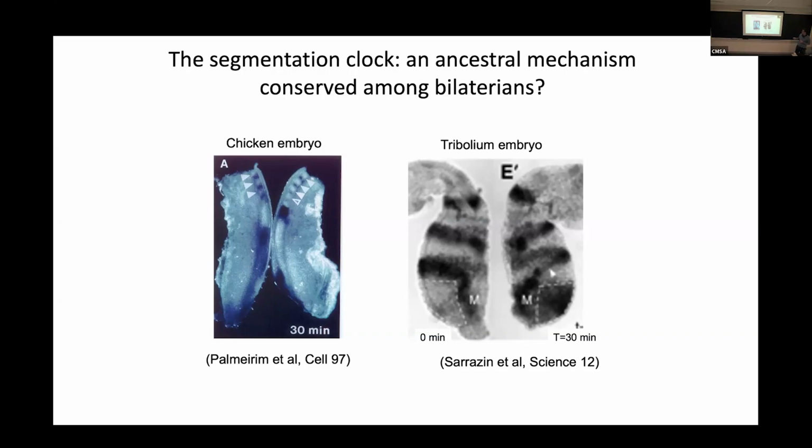And so the group of Michalis Averof applied this to Tribolium, which is a short germband insect. That means unlike flies, which have a very synchronized development, so all the segments appear at once, in most insects the segments are progressively generated, like in vertebrates. And so when they did the same experiments, they saw the same kind of dynamic pattern and could establish the periodicity of some oscillator with different sets of genes in Tribolium.